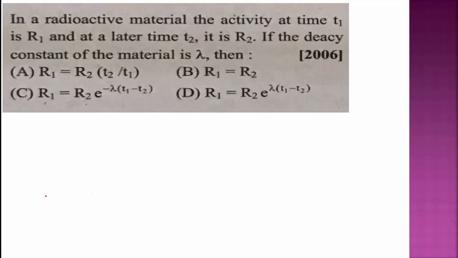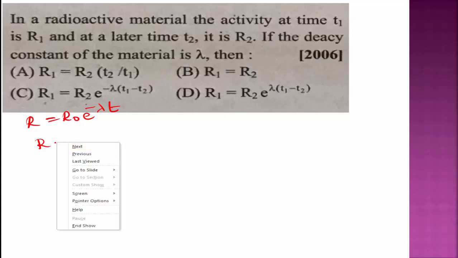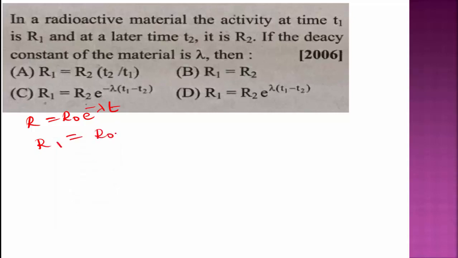And the next problem is: in a radioactive material, the activity at a time t1 is R1 and at a later time t2 it is R2. If the decay constant of the material is lambda. We know this form, R is equal to R naught e to the power of minus lambda into t. For the radioactive material, the activity at a time t1, that is R1, is equal to R naught e to the power of minus lambda into t1, and R2 is equal to R naught e to the power of minus lambda into t2.